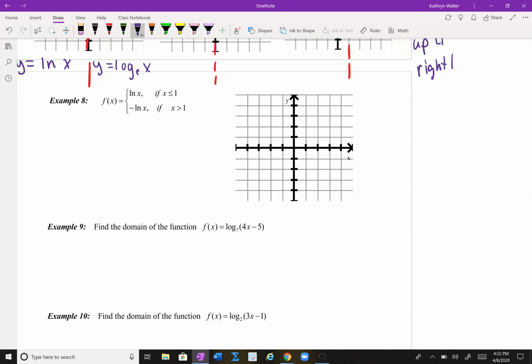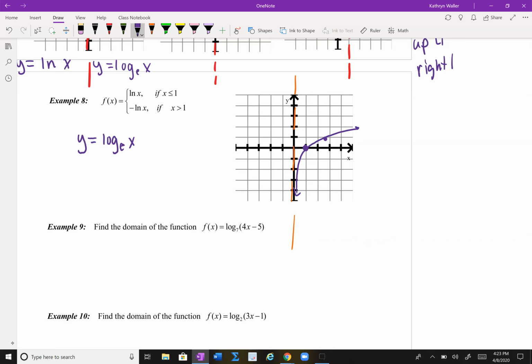Okay, so this is a piecewise function. So first I want to graph y equals log base e of x, which is y equals ln of x. So it's a parent. So there's my asymptote. It hits 1, 0. Pencil at the origin, right? 2.7, up 1, curve it in. You know what some people do, guys? Instead of going from the origin and then writing 2.7, they go from that point 2.7 and 1. That is not correct, so be careful.